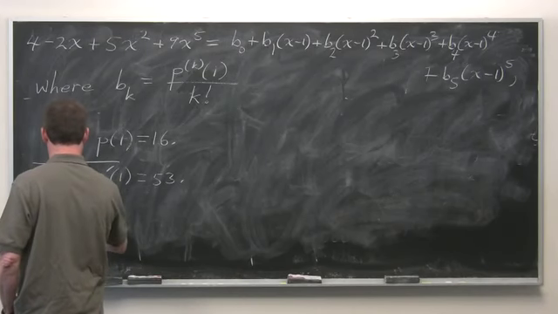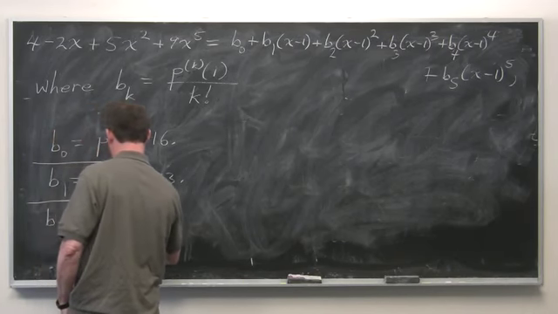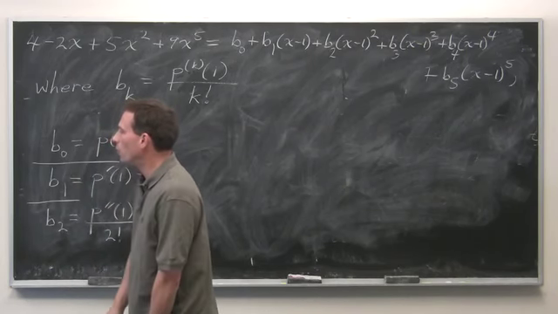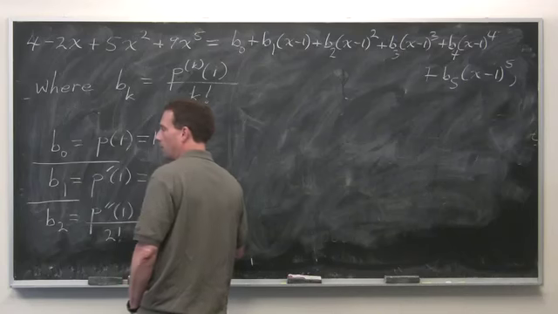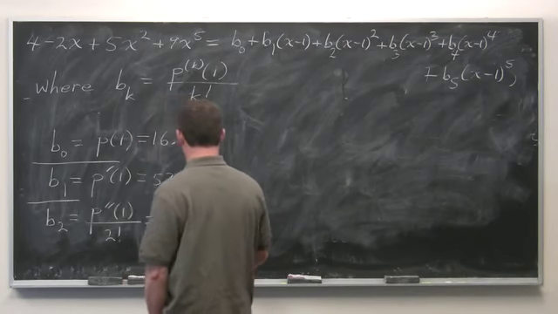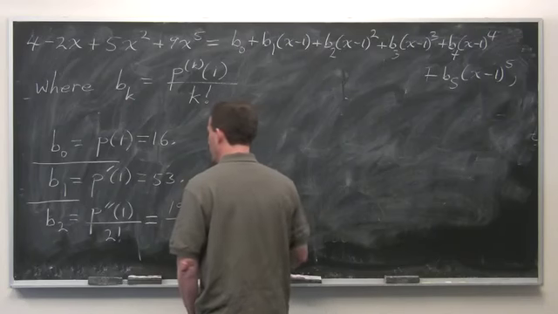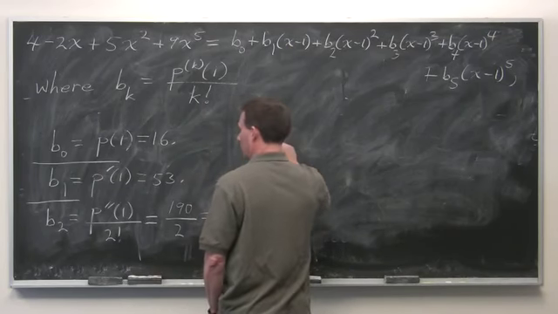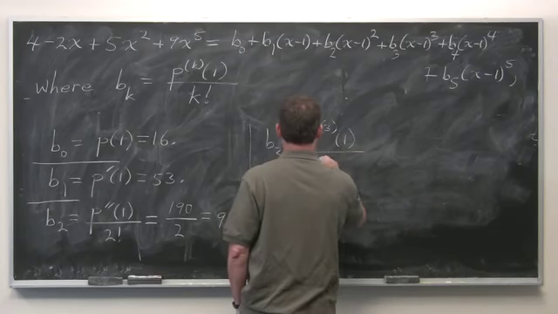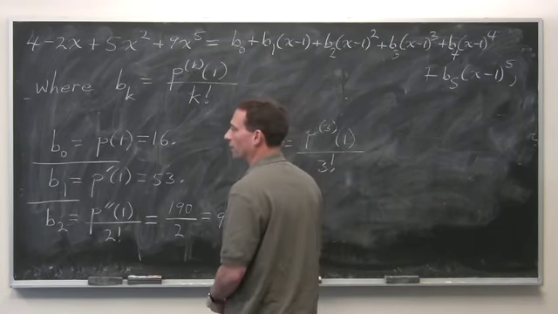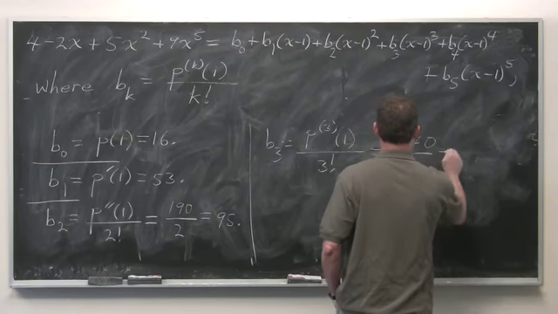b sub 2 is P double prime at 1 divided by 2 factorial. 2 factorial is just 2. What we found was this was 190, but we need to divide by 2, so we get 95. Then b sub 3 is the third derivative of p at 1 divided by 3 factorial. So 3 factorial is 6, so we get 540 over 6, we get 90.